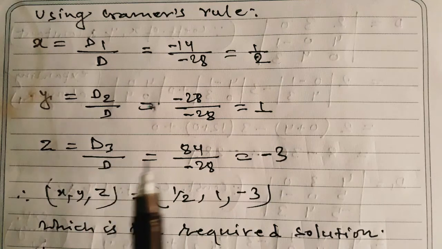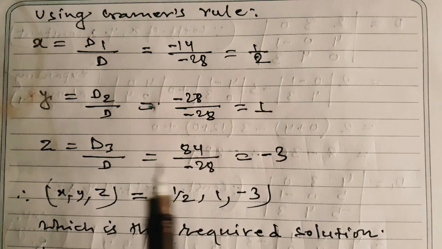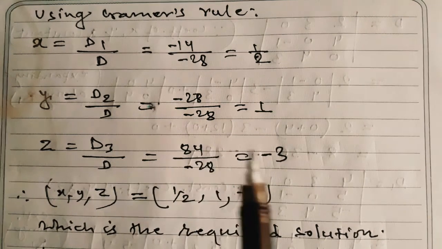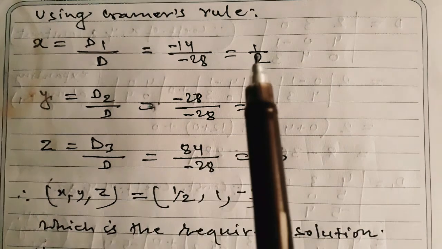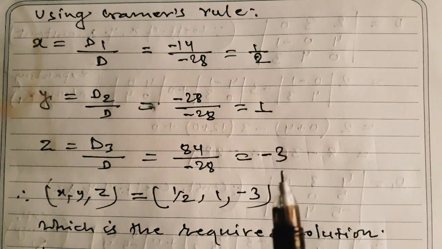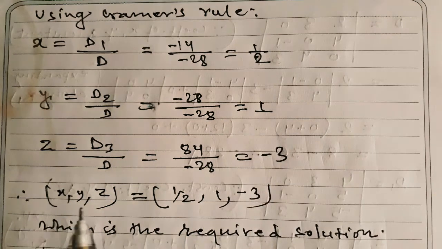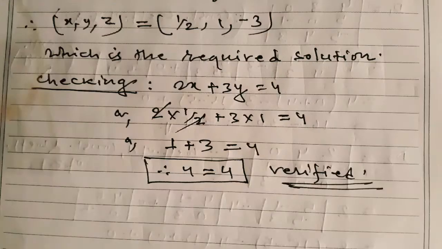And the value of Z is D3 by D. The value of D3 is 84, and the value of D is minus 28. So 84 divided by minus 28 gives minus 3. So we have got the value of X as 1 by 2, Y as 1, and Z as minus 3. Therefore X, Y, Z is equal to 1 by 2, 1, minus 3. So this is the required solution.